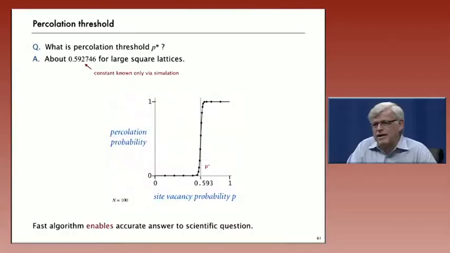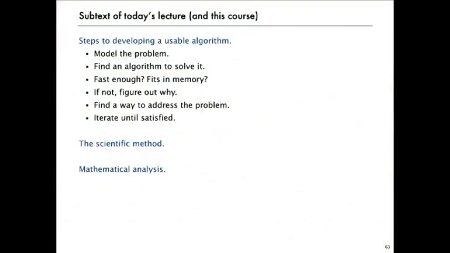And that's where we get the result that by running enough simulations for big enough n, this percolation threshold is about 0.592746. With this fast algorithm, we can get an accurate answer to this scientific question. If we use a slow union-find algorithm, we won't be able to run it for very big problems, and we won't get a very accurate answer.